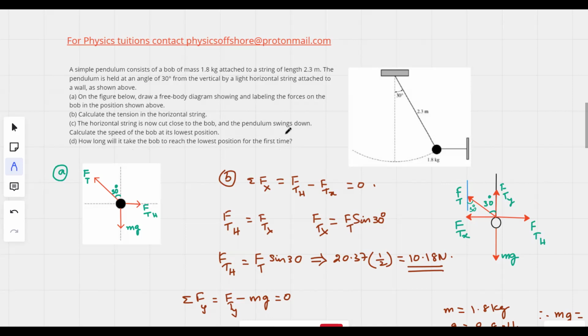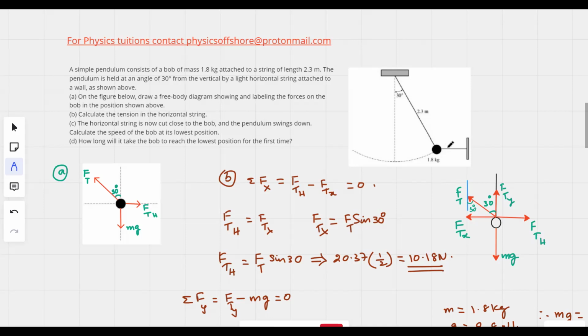Let us do the problem here. The pendulum bob is attached to two strings. One is attached to the vertical support and another one to a horizontal support. We have to find out the tension in the horizontal string. That is the first bit.